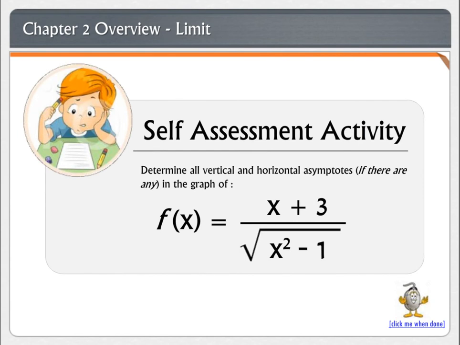Determine all vertical and horizontal asymptotes, if there are any, of the graph of the function f of x is equal to x plus 3 divided by the square root of x squared minus 1. Keep a note of this question and try to answer it once you finish these two topics in chapter 2. If you fail to answer this question, then go back to your chapter and read it again.